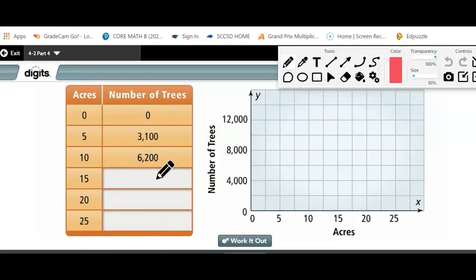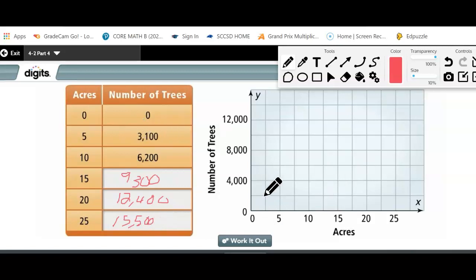All right, let's go ahead and go over our answer. To find the rest of these, each acre is 620. So if I take the number of acres and multiply it by 620, you get the number of trees. This one should be 9,300. 20 times 620 should give us 12,400. And then 25 times 620 gives us an answer of 15,500.